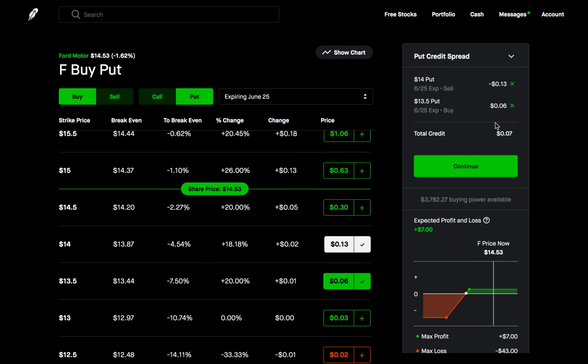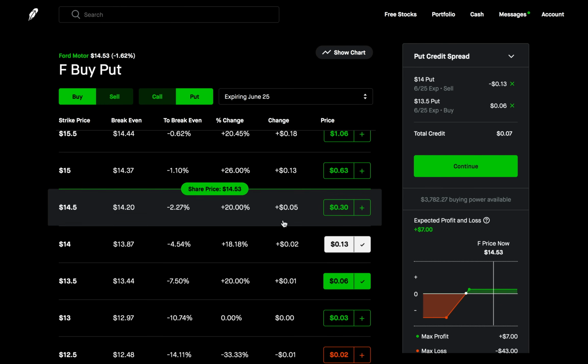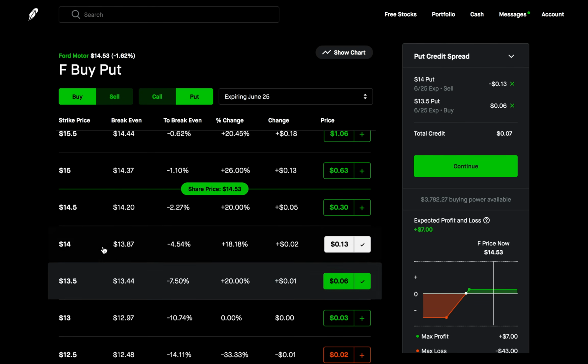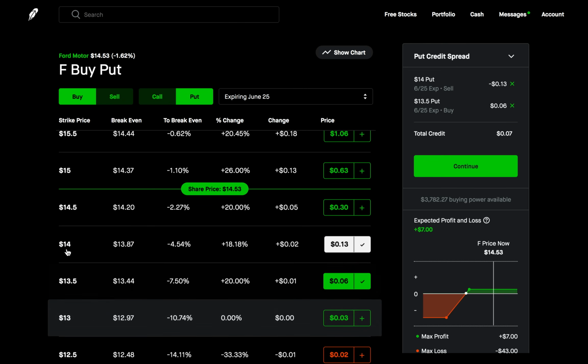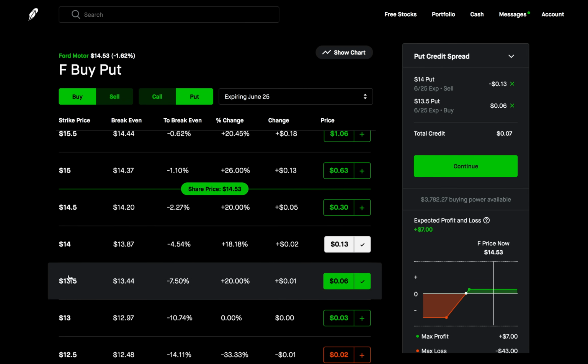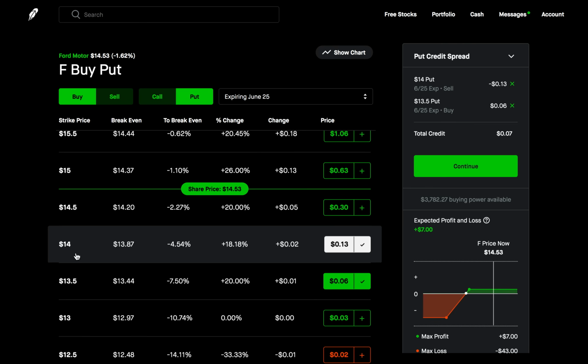We can now enter a call debit spread, which is going to be a debit that we're going to have to pay. And we can actually use the credit that we're receiving here from this put credit spread to pay for that call debit spread. So what we're going to do now is enter this call debit spread. So first things first, with the put credit spread here that we're going to go ahead and get a credit for, you need to take a look at the strikes you chose, right? Take a look at the distance between them. So the distance between these strikes is 0.5.